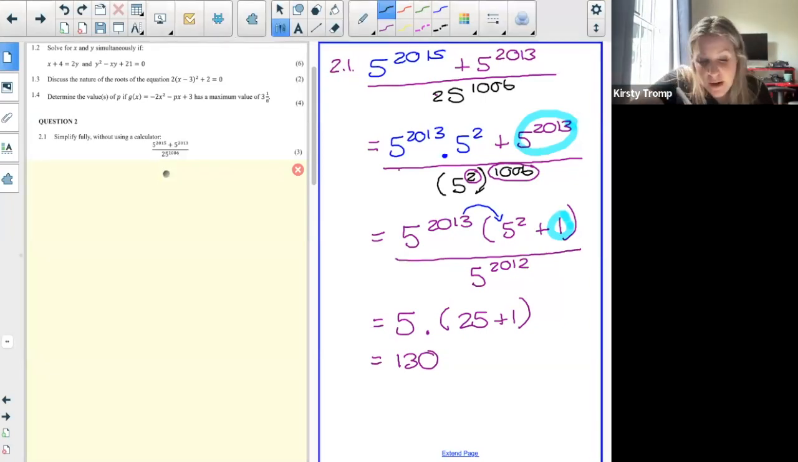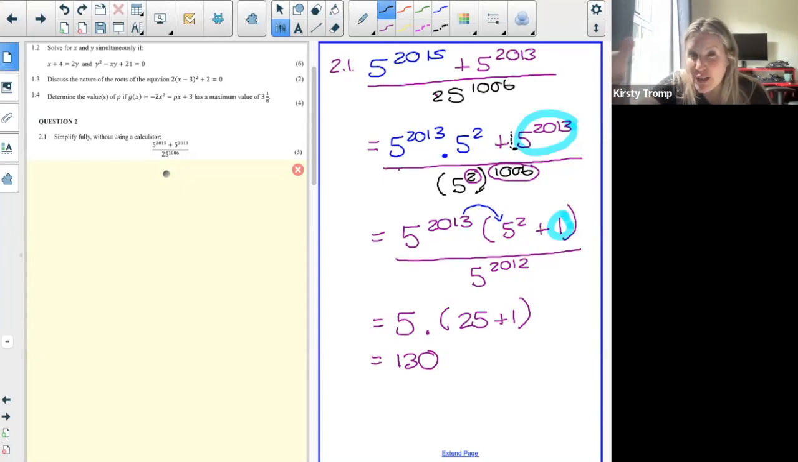Do you agree with me? You see where I had this highlighted one? Do you agree that I could say that there's like a 1 hiding here, and it's 1 times 5 to the power of 13? Because 1 times anything is 1, hey? Yes, ma'am. All right. So when I take that out of the brackets, what's going to happen?